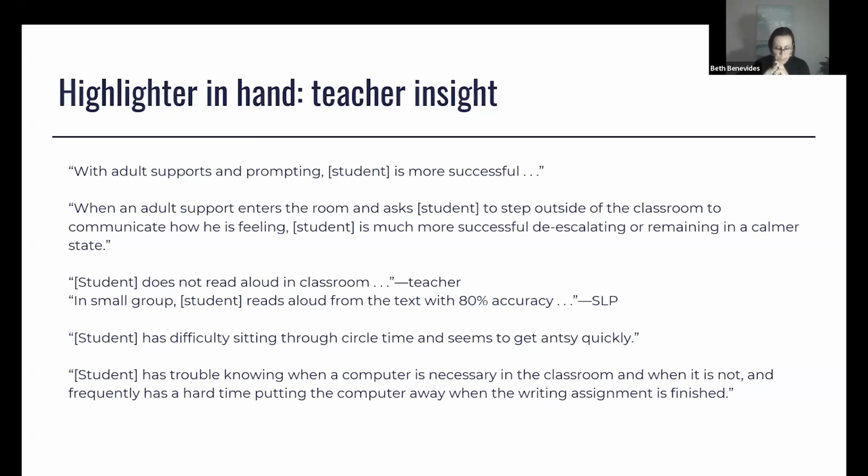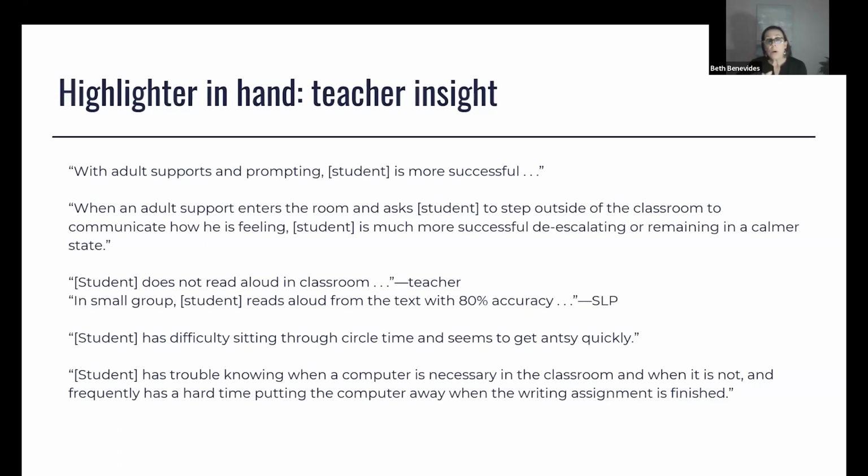Okay, so a couple examples here. With adult supports and prompting, the student is more successful, blah, blah, blah. So what might this tell me? I might go to the objectives and look and see if the objectives have prompts in them, because we know that the child can do a better job if they have the adult supports and prompts. So are those in place? Do we need to add the support? Do we need to make a plan for fading that support?